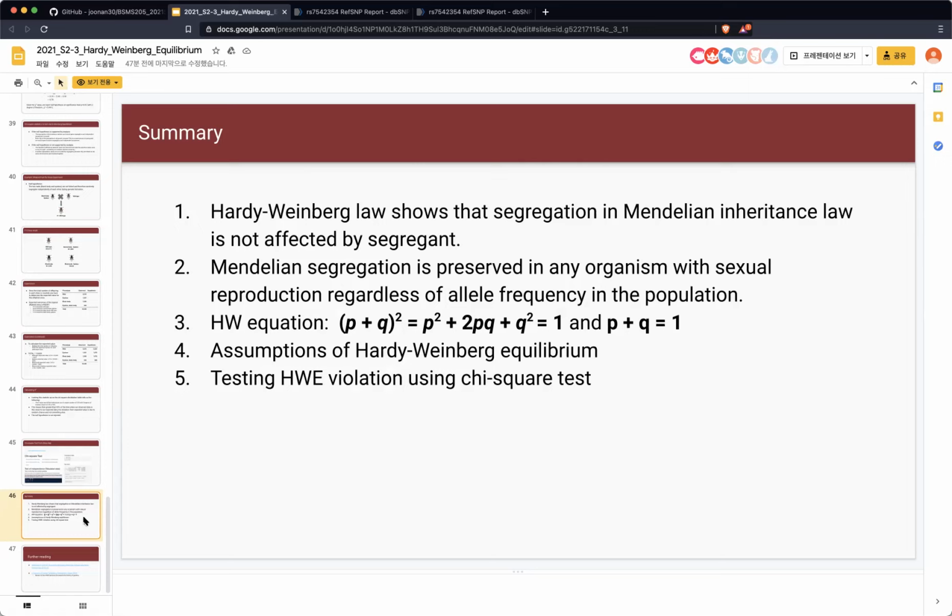equations. Don't be panicked by the lots of mathematical notations on here, and also the assumptions of the Hardy-Weinberg equilibrium, because this is the link between the Mendelian factors and population genetics, and also the latest biomedical genetics as well. And also think about the Hardy-Weinberg correlation, and also think about why we use the chi-square statistics in this situation, right? So that's all.